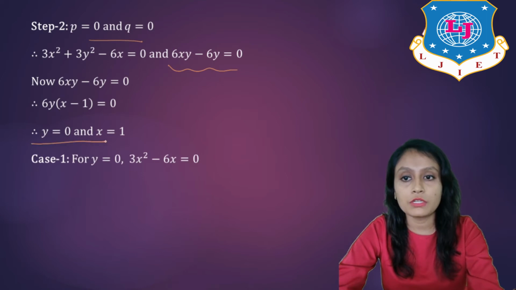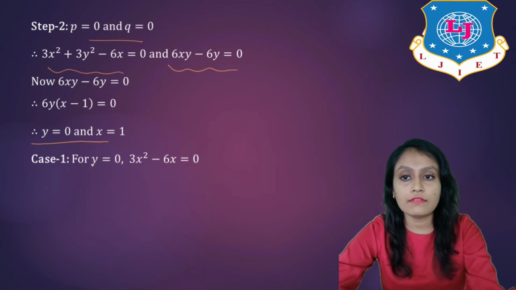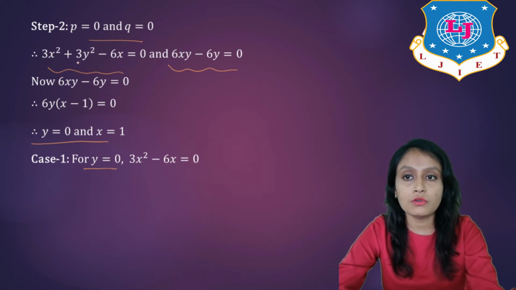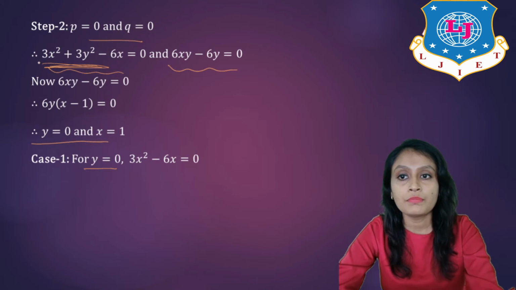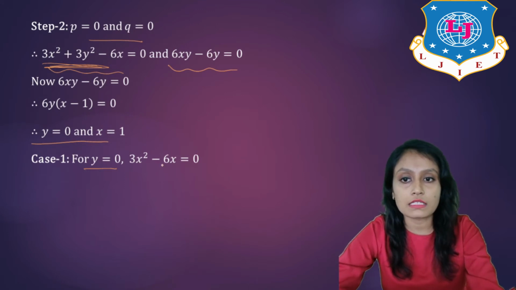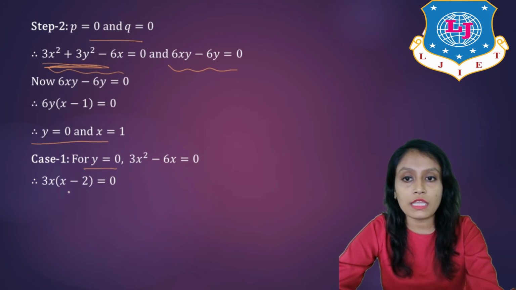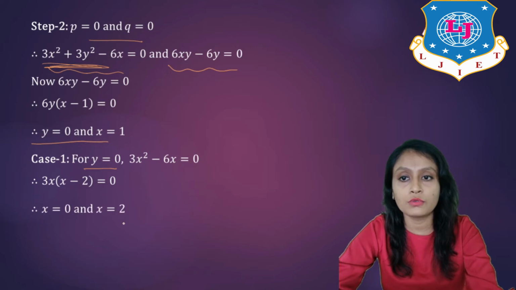Now we will substitute this in this equation. Firstly, take y is equal to 0 and substitute y is equal to 0 in this. So from this you will get 3x square minus 6x is equal to 0. Take 3x common. So 3x into x minus 2 is equal to 0. So from this you will get x is equal to 0 and x is equal to 2.